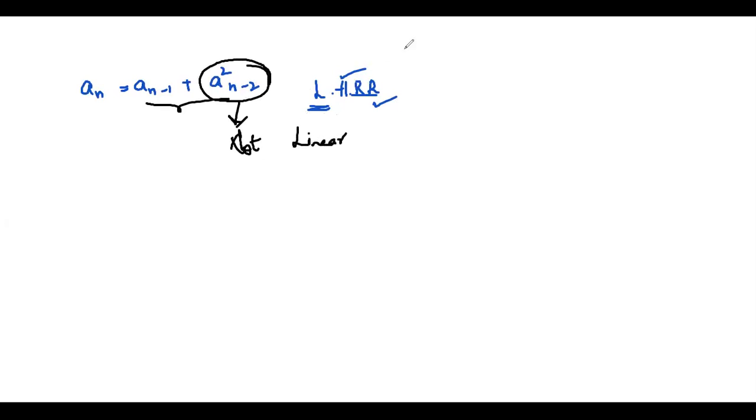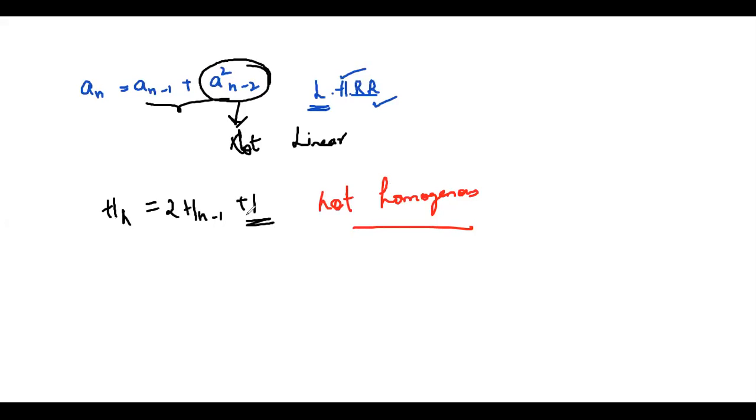Similarly, let's take another example. The example is our Hanoi Towers relation, Hn = 2Hn-1 + 1. Here we are adding the constant 1. So obviously we can directly identify that it is not homogeneous, because we are not using only multiples of Hn-1, Hn-2. We have added a constant. So the recurrence relation we got was 2Hn-1 + 1, and this is not homogeneous.